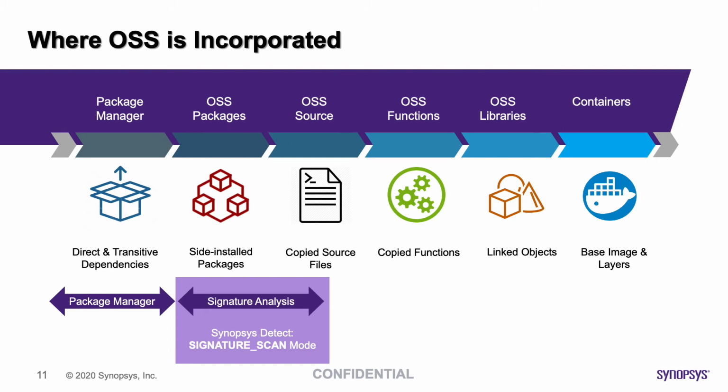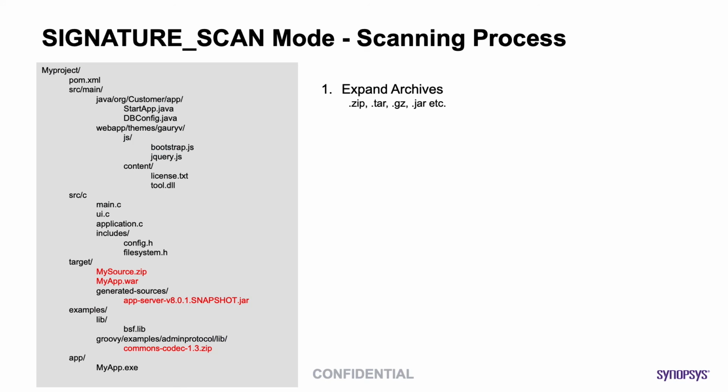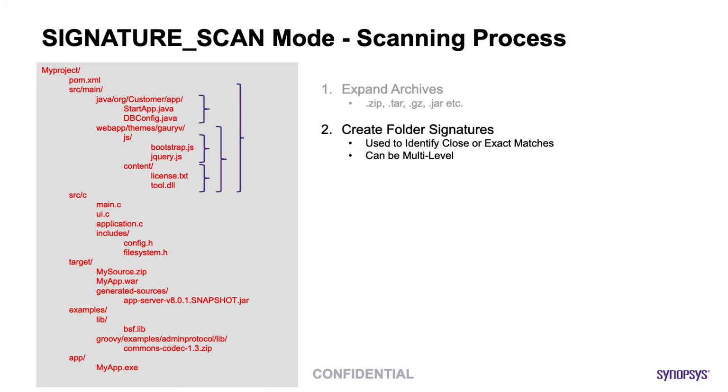Moving on, the second type of scan supported by detect is the signature scan. So what this does is it looks at the invocation folder and identifies all of the archives in the entire hierarchy, and which it will expand in memory. And multiple file types are supported for expansion: zip, tar, gzip, jar, war, ear, and many more. Then for every folder, it will create a signature, which essentially is a list of the files and the file sizes.